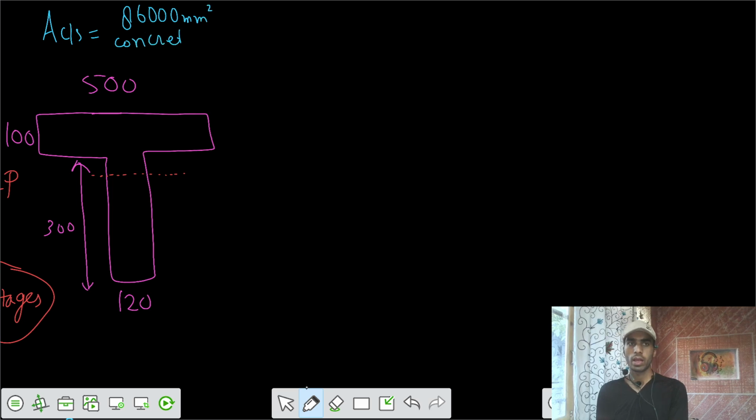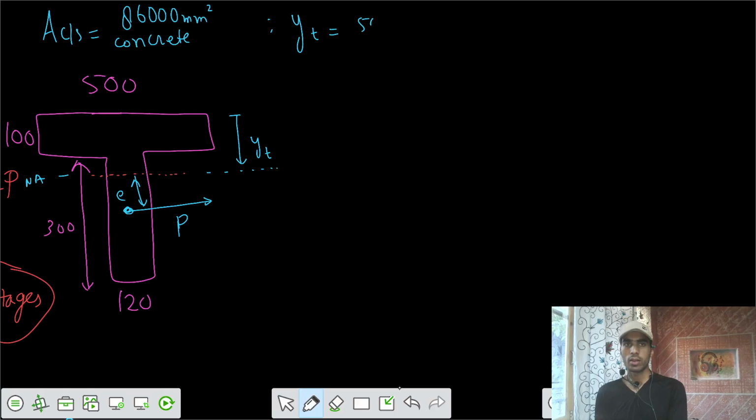Okay, and we have to place that P force somewhere here. That is some eccentricity. We don't know the value of E. Let's go for the calculation of neutral axis from the top. Let's say this is your Y top. Location of neutral axis, Y top. This is neutral axis.